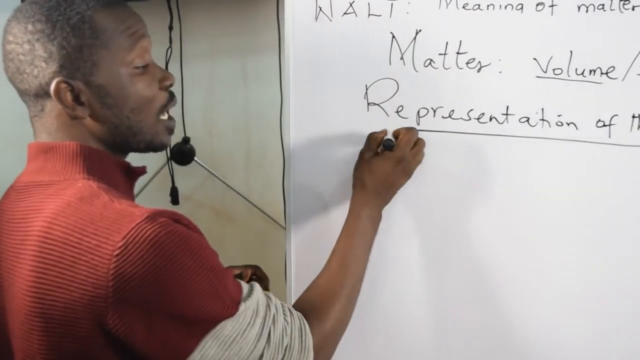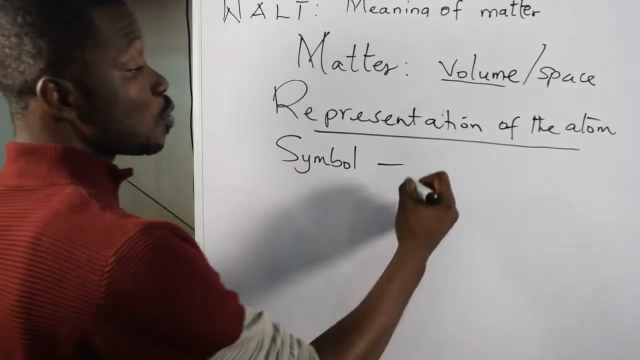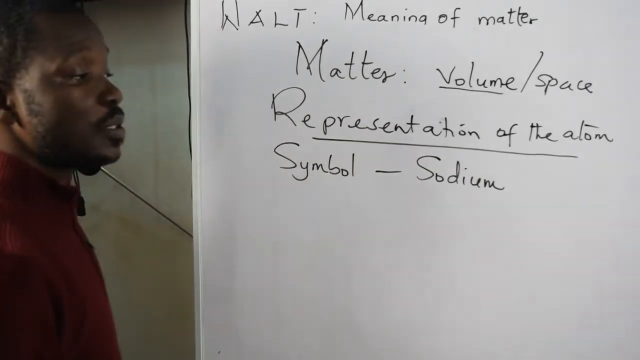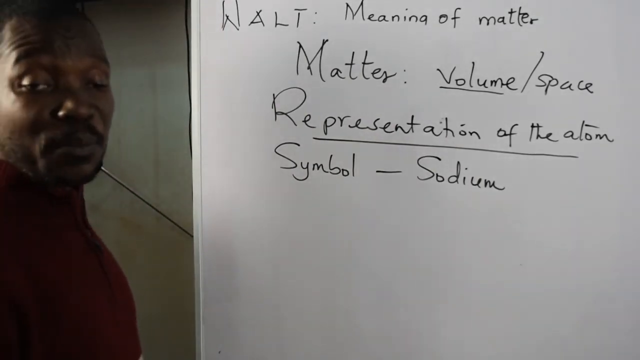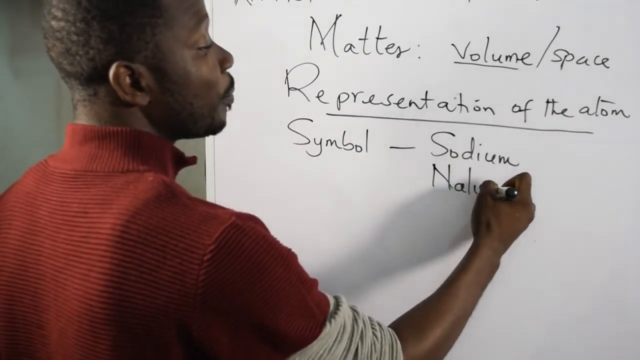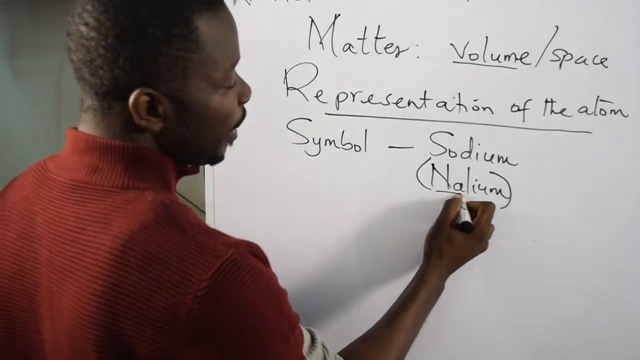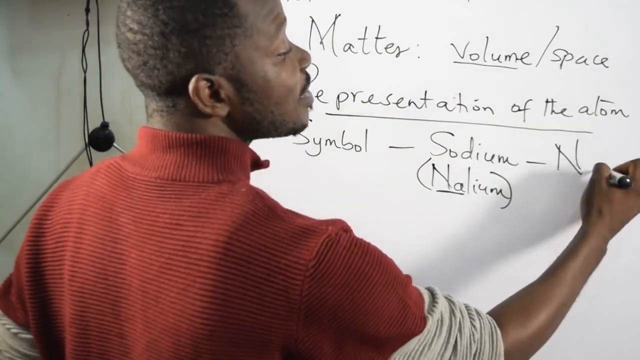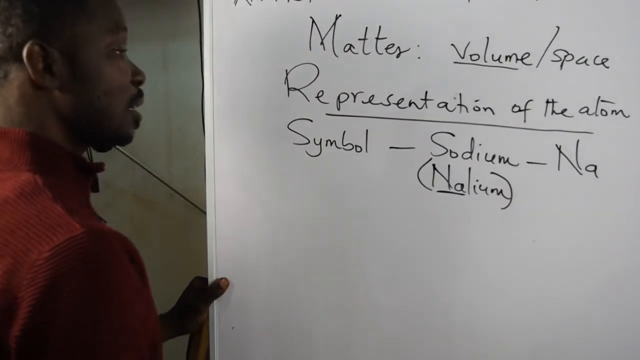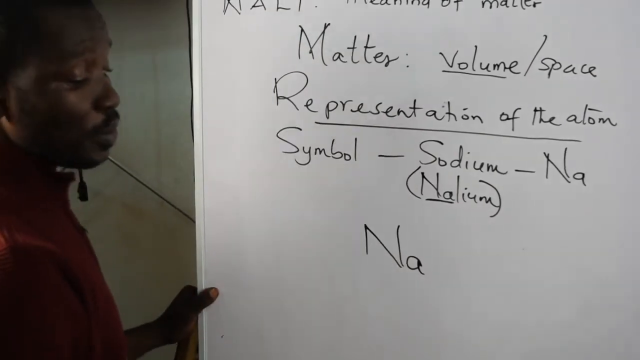The first thing we need to look at is the symbol for the element. The element that I like most is sodium, S-O-D-I-U-M. I like this element very well. Its original name is natrium, but the modern name is sodium. So natrium, Na. That is why the symbol for sodium is Na. It is coined from its original name, natrium. Now when I take sodium, this is the symbol.